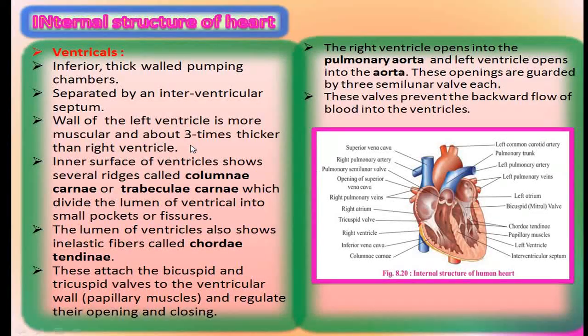Then the second, or inferior chambers, which are called ventricles. Ventricles are the inferior chambers, thick-walled pumping chambers. That means atria are the receiving chambers. This is the atria, right atrium and left atrium.